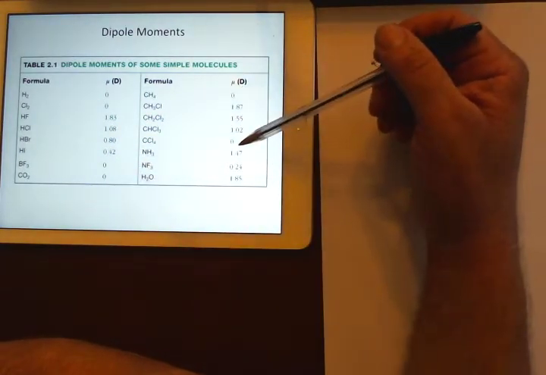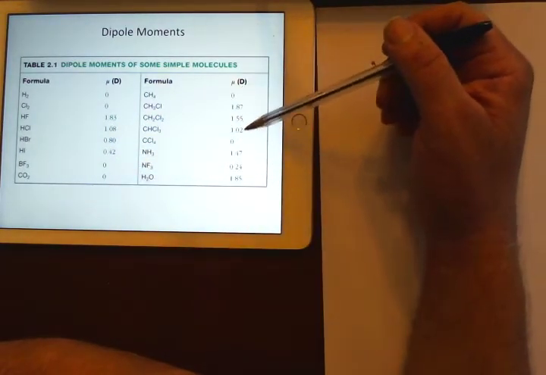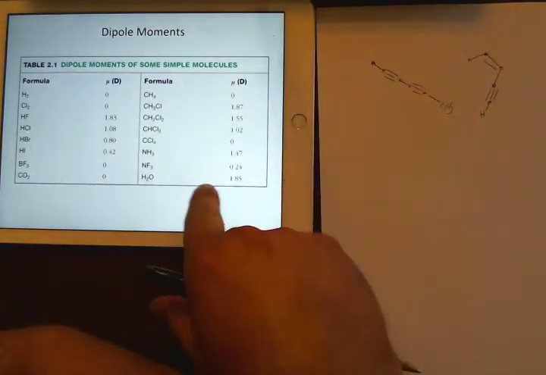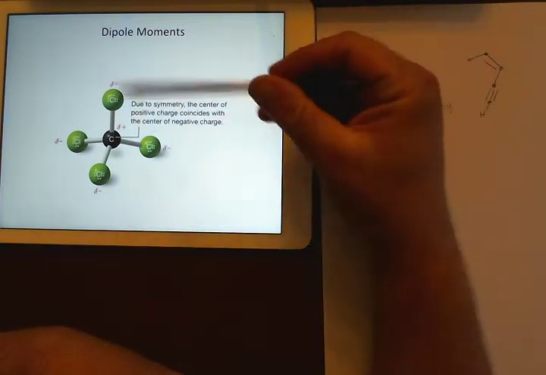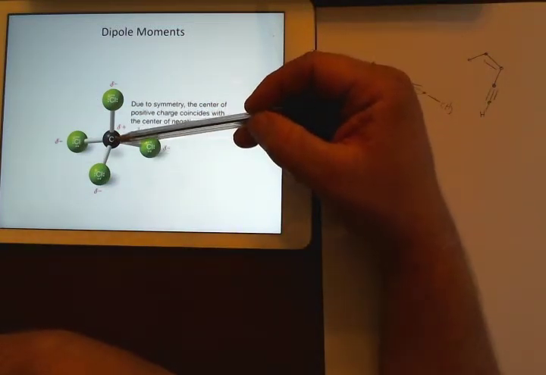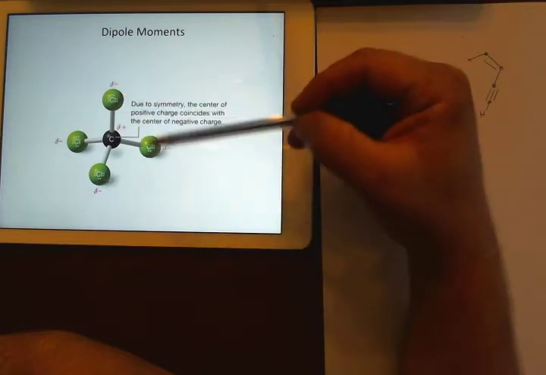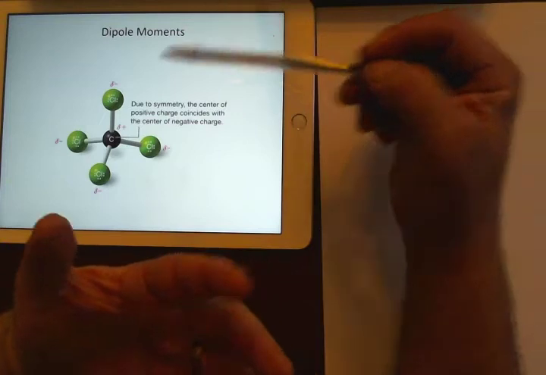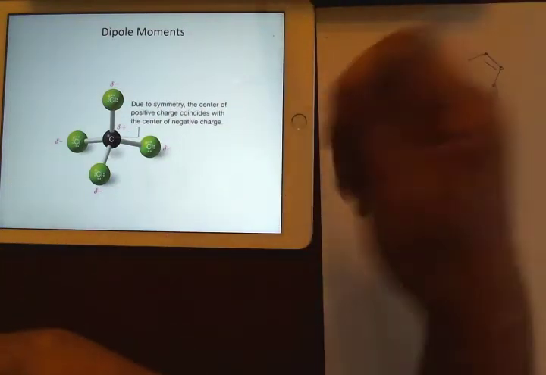CH4, carbon tetrachloride. But if you get slightly off, you'll have a dipole moment. For something like carbon tetrachloride, you've got carbon in the middle and chlorines on the outside. So even though you have polar covalent bonds, they're pulling equal and opposite, just like carbon dioxide, and so the overall molecule is not going to have a dipole.